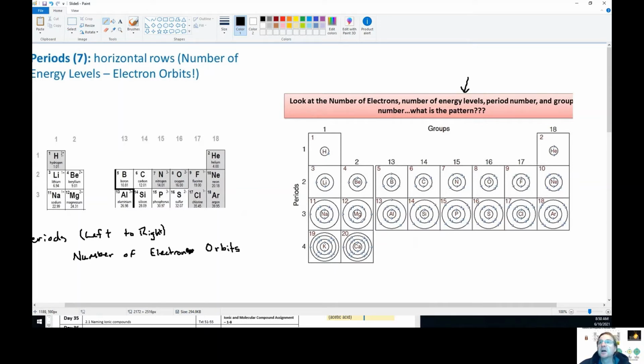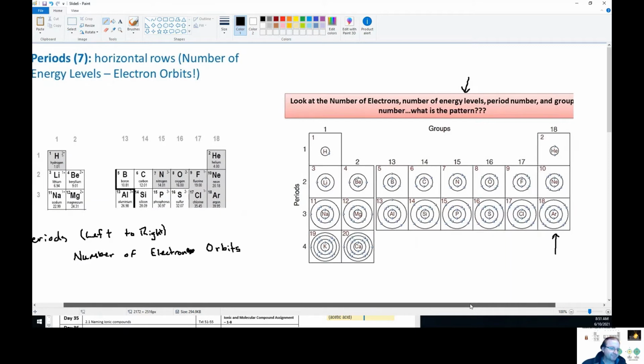And again, looking at that third orbit, let's go over here to the noble gases because they're fully stable. So we've got 2 electrons in the first orbit. Count them up. 1, 2, 3, 4, 5, 6, 7, 8 in the second orbit. And third orbit? 8. 2, 8, 8 for electron arrangement. But yeah, that period shows you exactly how many orbit levels there are.